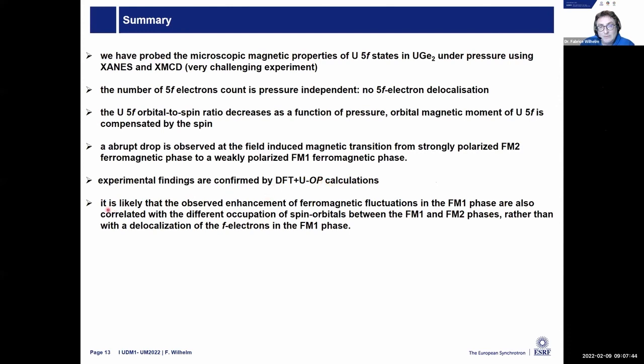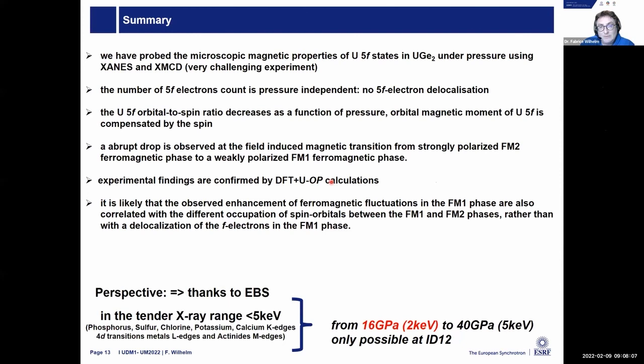And finally, we believe that it's likely that the observed enhancement of the ferromagnetic fluctuations in the ferromagnetic phase 1 is also correlated with the different occupation of the spin orbitals between the ferromagnetic 1 and ferromagnetic 2 phases, rather than with the delocalization of the 5F electrons.